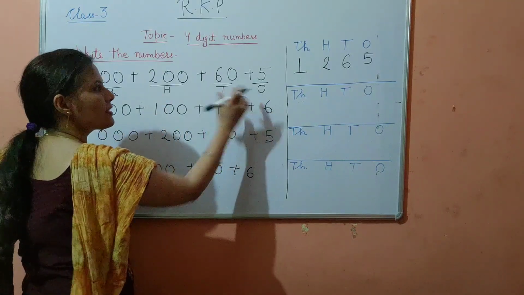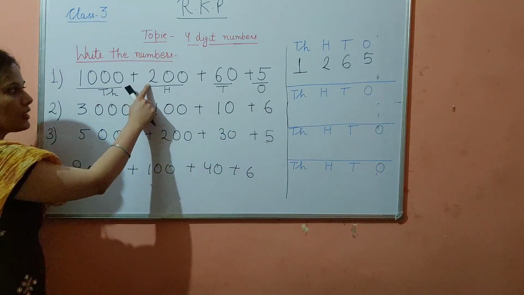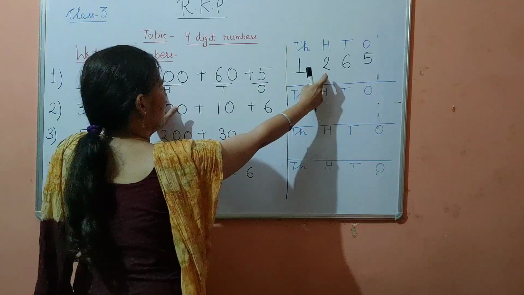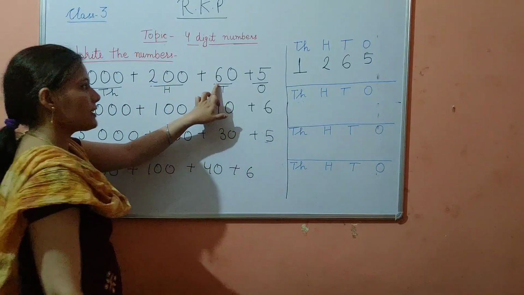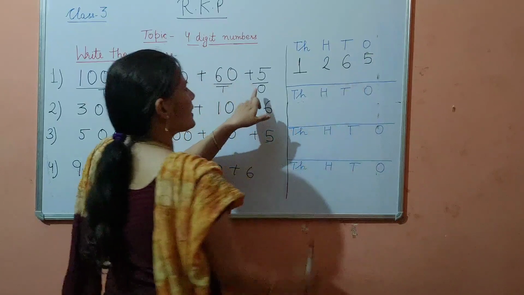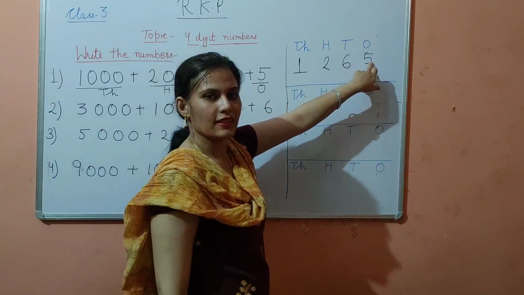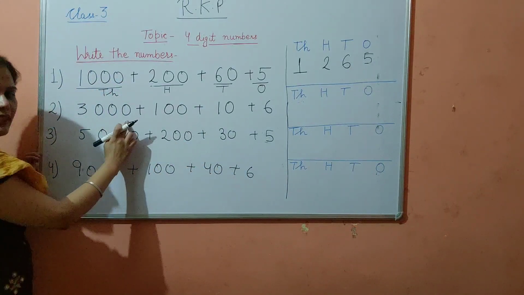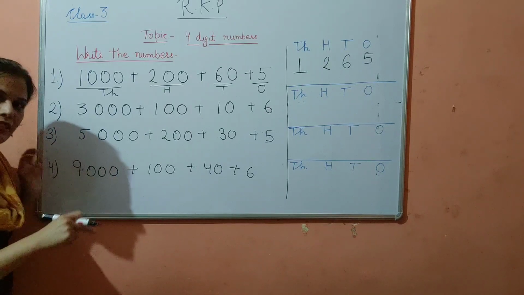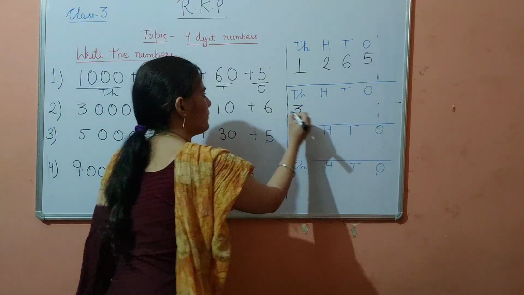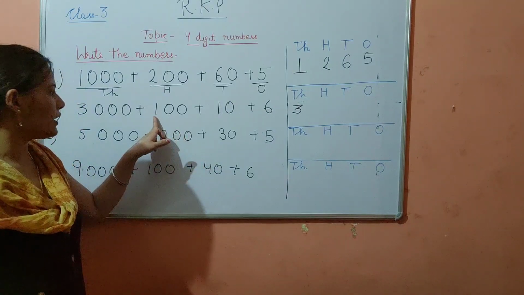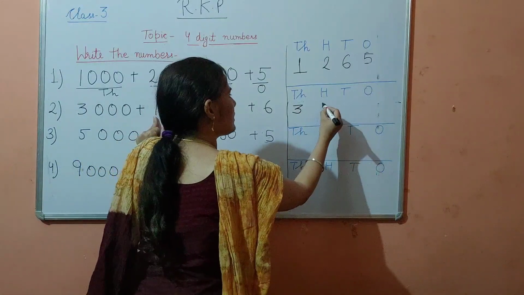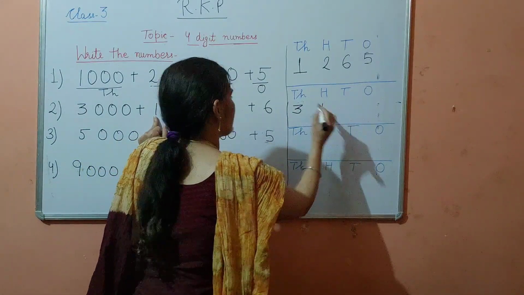Students, you must know that this is the thousand place, this is 100 place, this is tens place, this is ones place. That digit that comes on 100 place will be written here, and that digit that comes on tens place will be written on tens place, and at ones place at the ones place. Okay. Similarly, this is the 3000, means at the thousand place 3 will come. This is 100. There is no other digit, so you will write 1 at the 100 place because this is the 100 place.